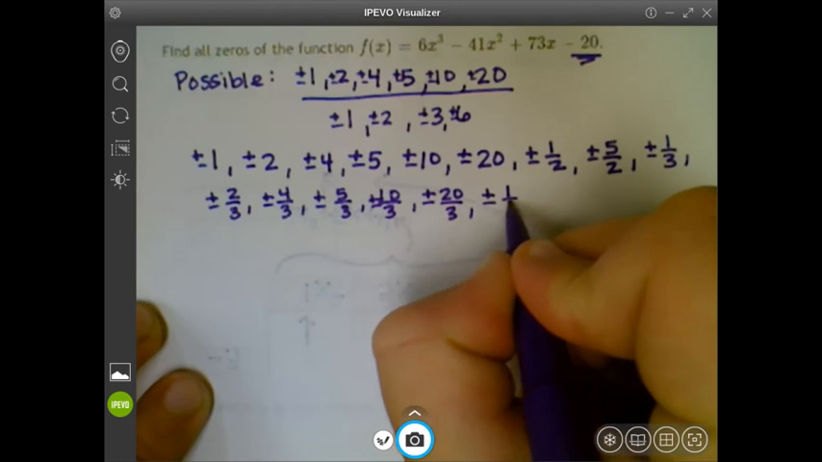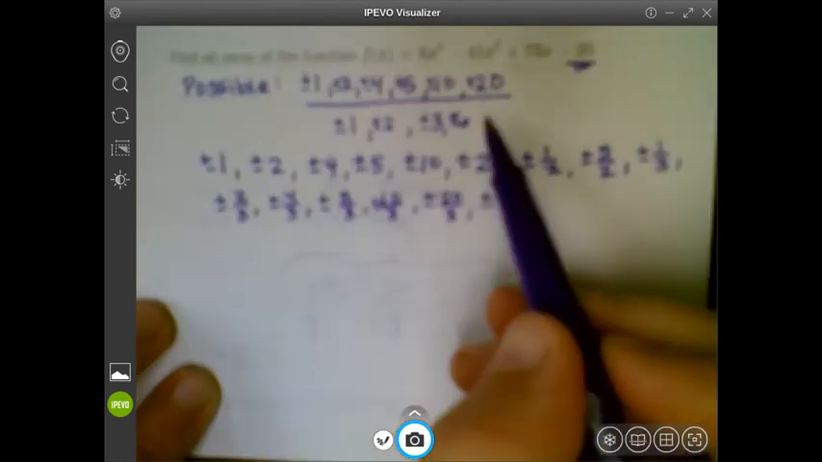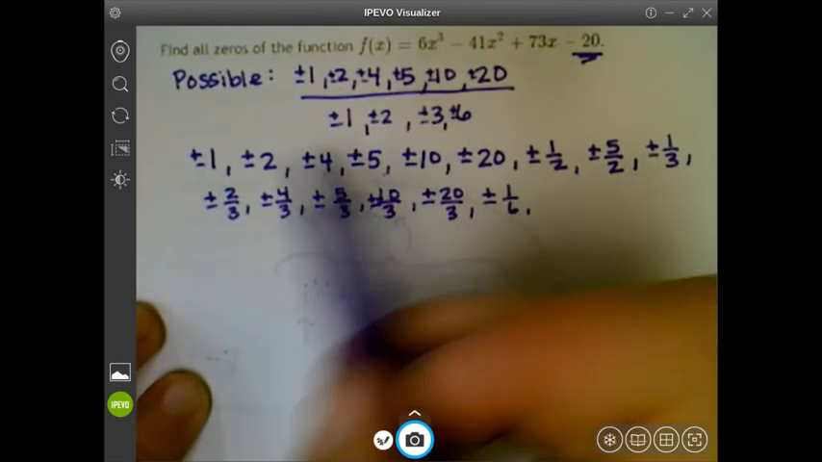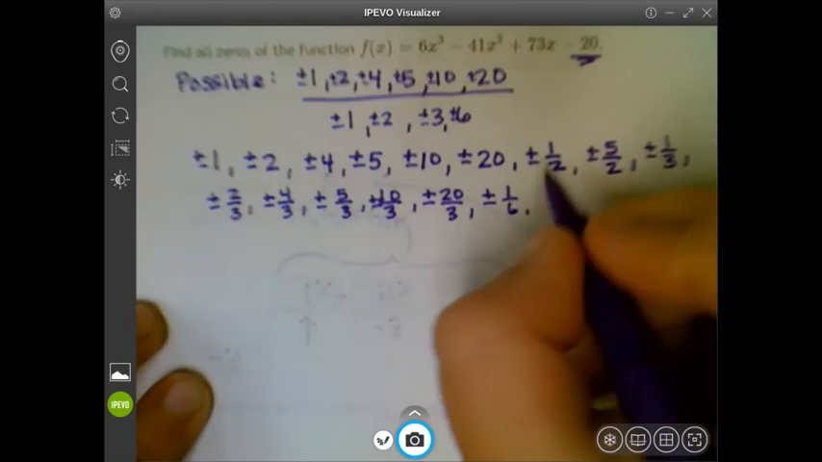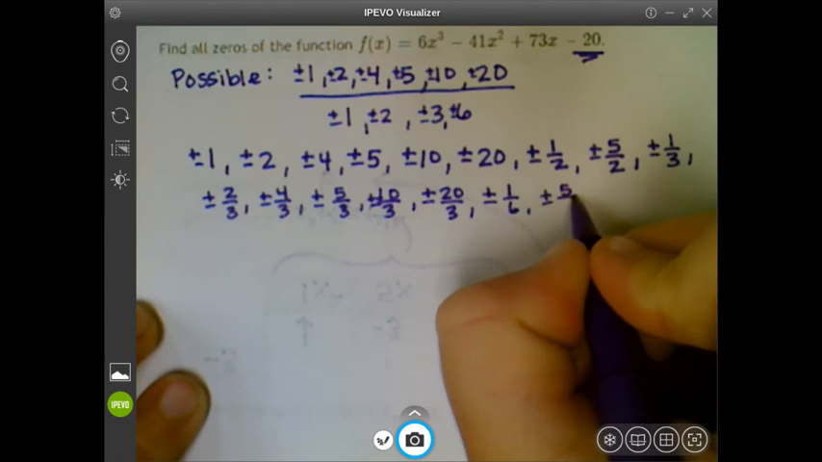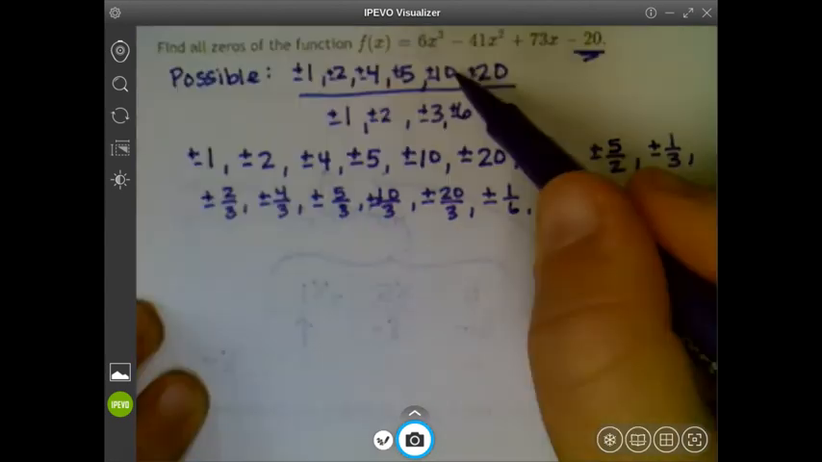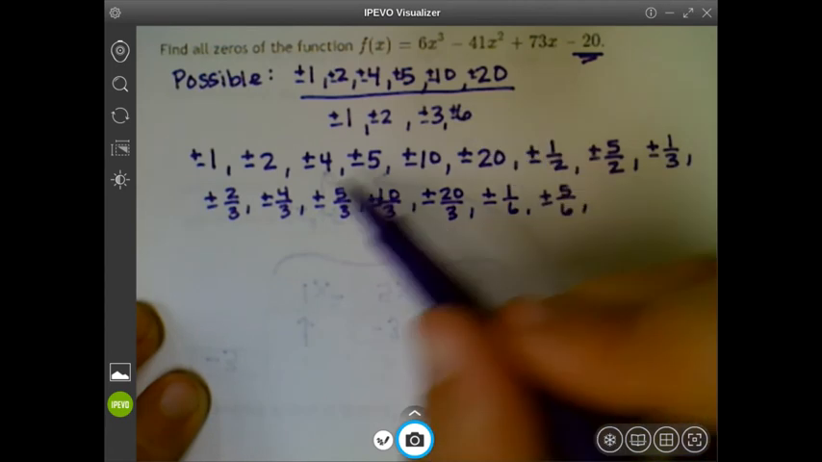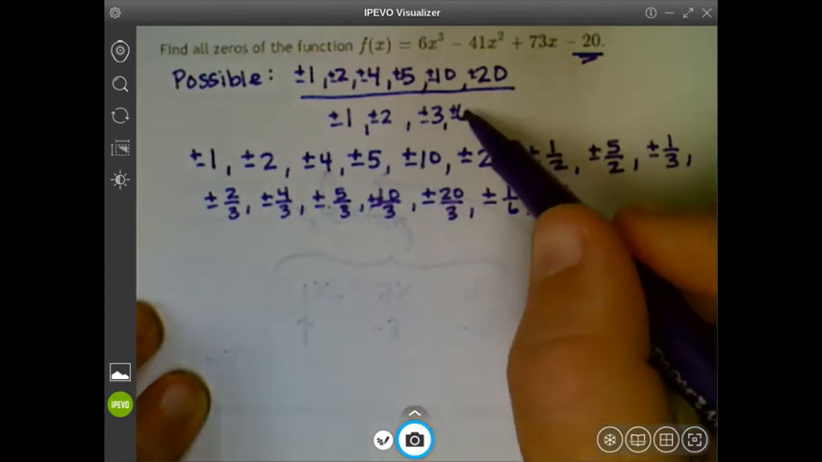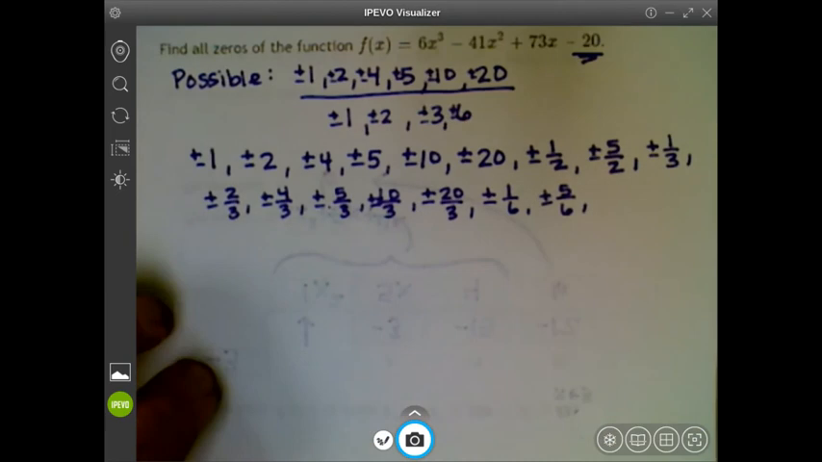So we'll have a 6th. 2/6, which will be a third, which is already on our list. 4/6 is 2/3, which is already on the list. 5/6 doesn't simplify, so that has to go on there. 10/6, that would be 5/3, which is on the list. And 20/6, which would be 10/3, which is already on the list.